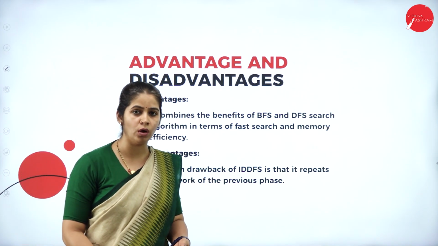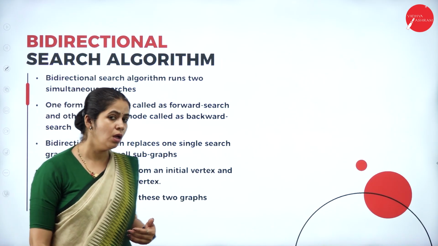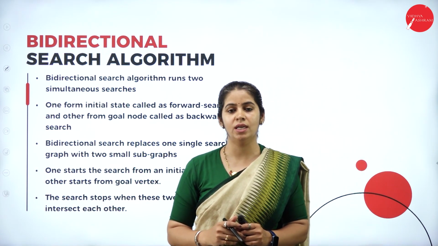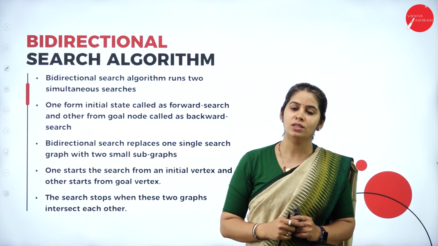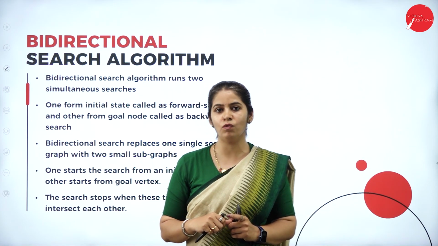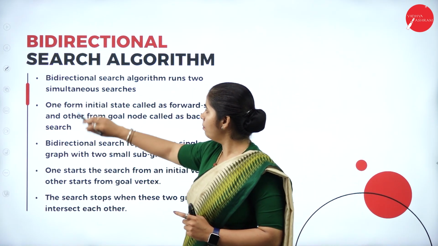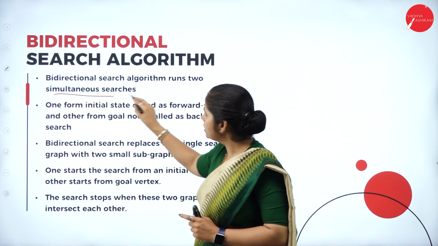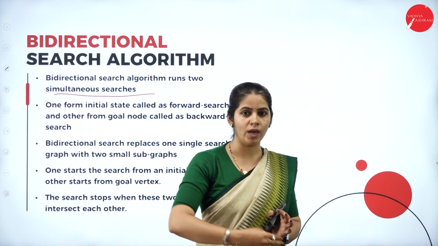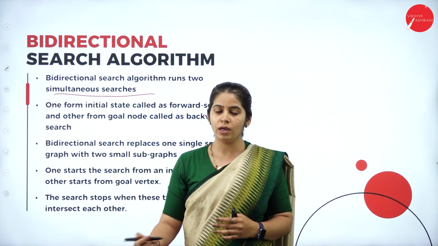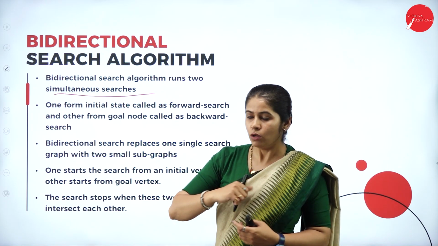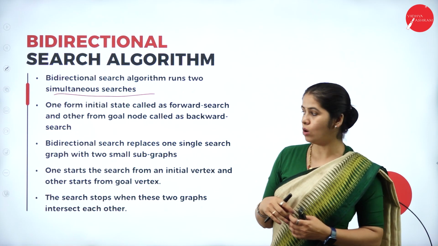Let us move on to one more uninformed search algorithm, which we call the bidirectional search algorithm. As the name itself indicates, we are searching in two directions. It is always better to search in more than one direction, right? So it is a most optimal algorithm, we can say. The bidirectional search algorithm runs two simultaneous searches. For example, if your pen is lost, you will be searching in one area and your friend will be searching in another area, right? So the probability of finding the pen is higher in less time. That is exactly what we are implementing in this algorithm.